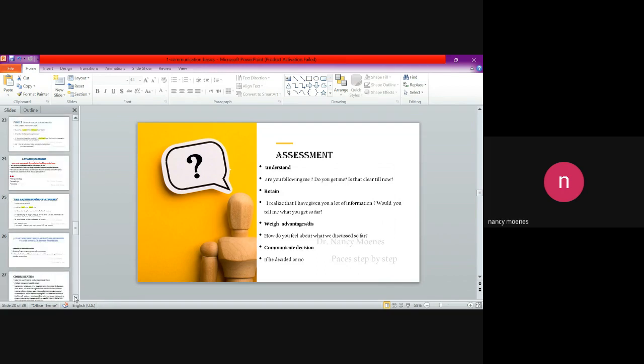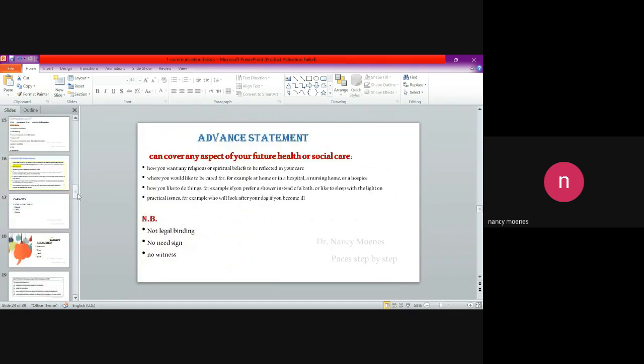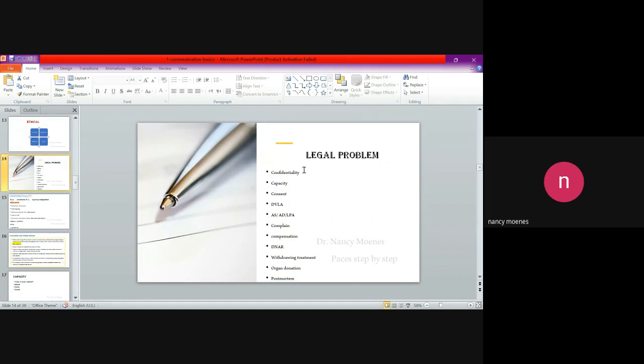Let's say this is for today. We have the advance directive; we can discuss it another time. These are the legal topics: confidentiality, capacity, and consent before a procedure. If taking a procedure or something like this, I need him to give consent. DVLA, this is driving. We have advance directive, advance assessment, LPA, which we will discuss later. Medical error and if there is a complaint. A patient with asbestos exposure asking for compensation. A patient refusing DNR. What about withdrawing treatment if he refuses? What about organ donation and post-mortem? Okay, this is for today.